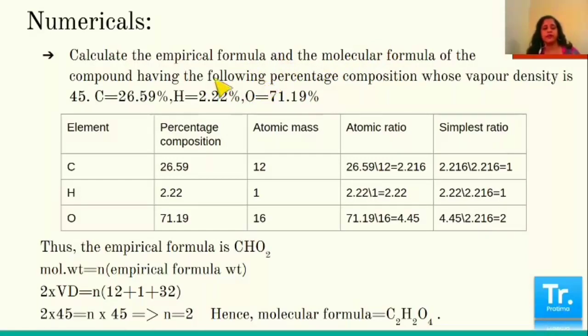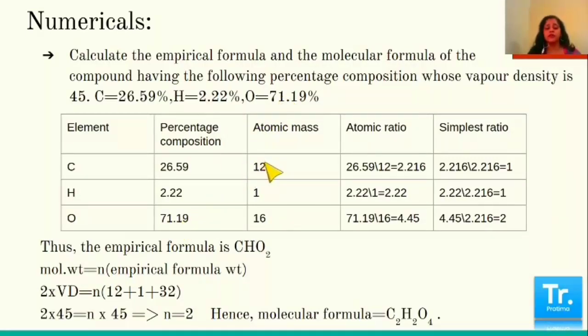So first, the empirical formula. You need a column here headed by element, percentage composition, atomic mass, atomic ratio and simplest ratio. Now first one, since you have carbon, hydrogen, oxygen, this is an organic compound, so we just write it down as C, H and O symbols. Percentage composition we copy down correctly from the question. Carbon 26.59, hydrogen 2.22, oxygen 71.19.